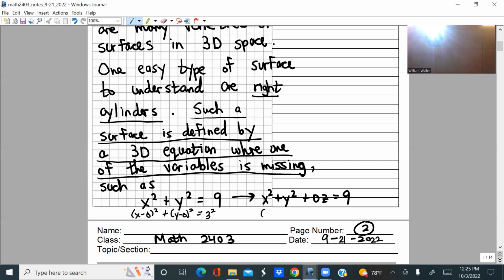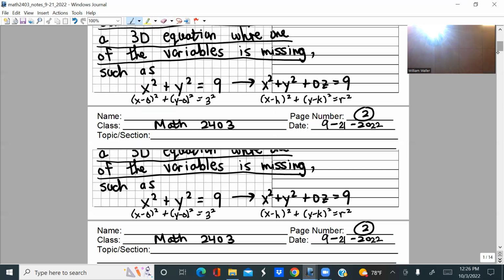You may recall from your pre-calculus days, or your algebra training, that if you have an equation in two variables like this, then the solutions to that equation, when you graph them, will give you a circle where the center is at h comma k, and the radius is r, okay? Well, so we have a center at 0, 0, and our radius is 3. All right, so let's plot that in three dimensions now.